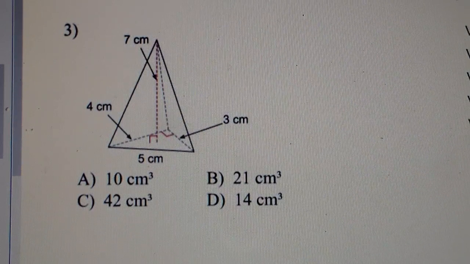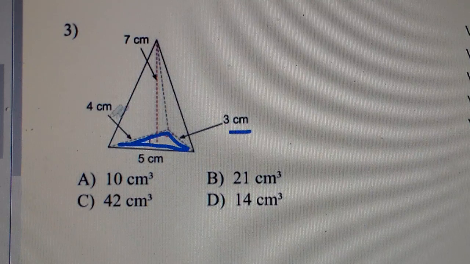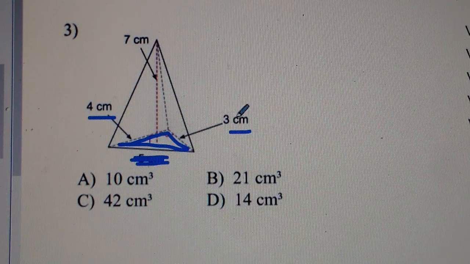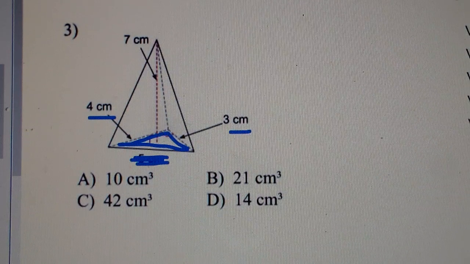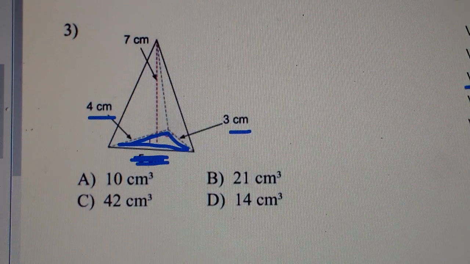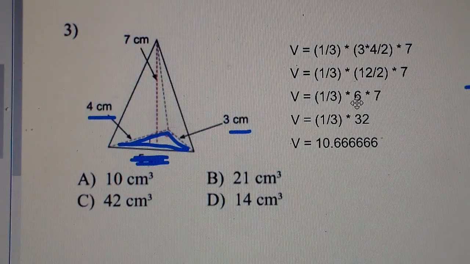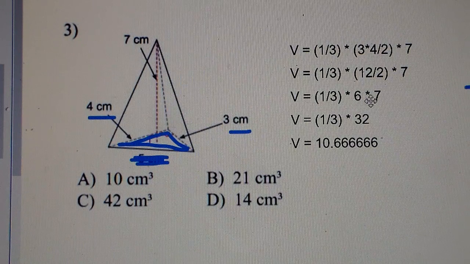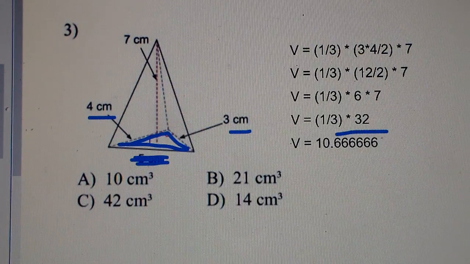Number 3. Once again, we have the triangular base. 3 and 4, because we forget about the hypotenuse. We don't have to worry about that. So 3 times 4 is 12. 12 divided by 2 gets us 6. So the area of the base on the bottom is 6. So here's the work. The area of the base is 6. 6 times 7 gets you 32. 32 times a third gets you 10.6 bar notation.